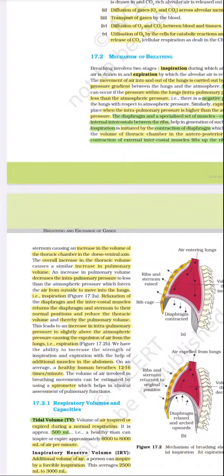normal positions and reduces the thoracic volume and thereby the pulmonary volume. This leads to an increase in the intrapulmonary pressure to slightly above the atmospheric pressure, causing the expulsion of air from the lungs, that is expiration. We have the ability to increase the strength of inspiration or expiration with the help of additional muscles in the abdomen. On an average, a healthy human breathes 12 to 16 times per minute.